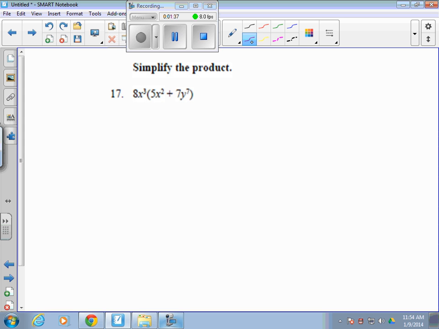17, simplifying the product, you just distribute all of this into that. You multiply 8 times 5 and get 40, and you add the exponents. X to the third plus 2 becomes x to the fifth. You distribute 8 times 7 on the second term. 8 times 7 is plus 56.